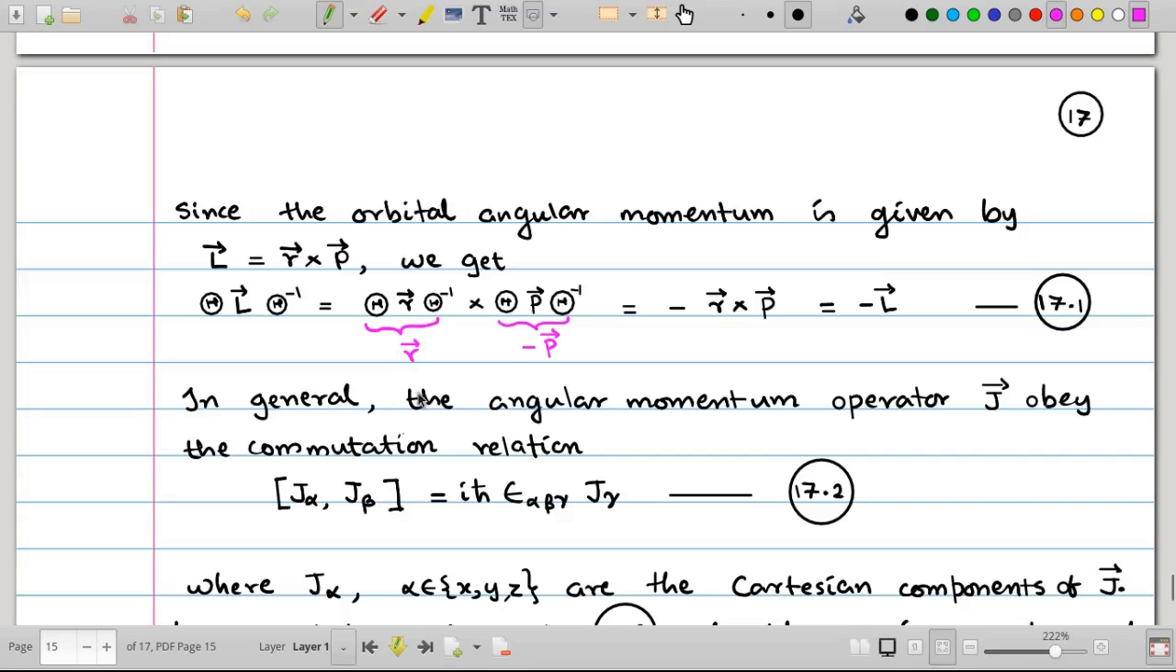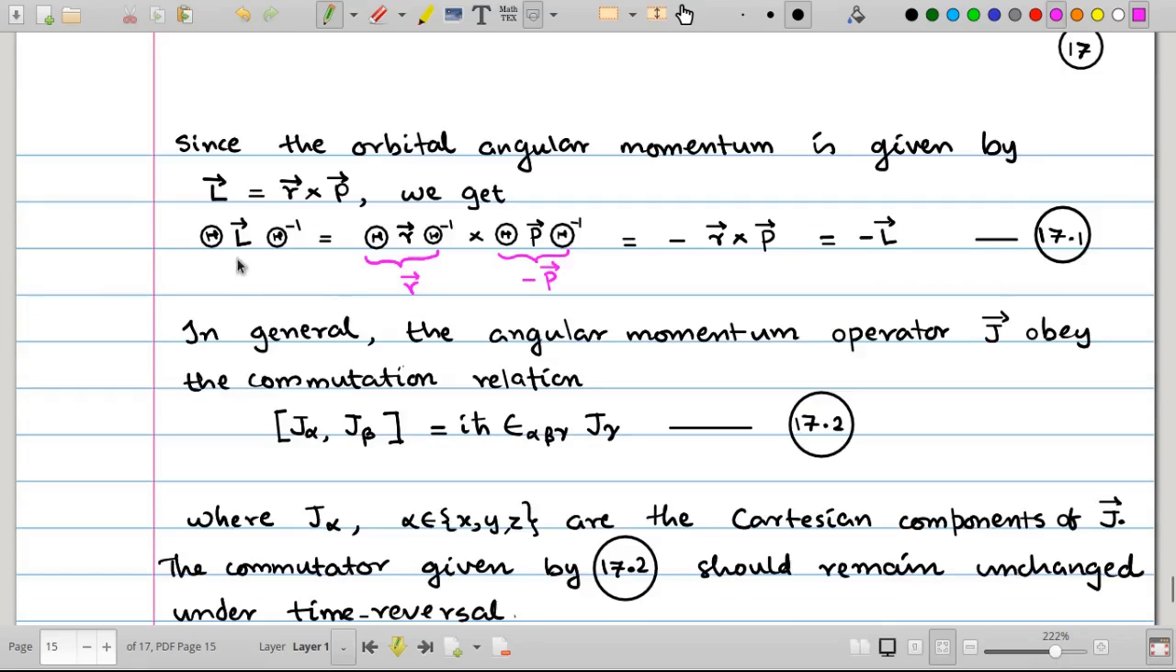Now we consider how the other operators like the momentum and angular momentum change under the time reversal operation. The momentum we have already discussed, that is, theta p theta inverse should be minus p. Now the orbital angular momentum is given by the cross product of the position operator and the momentum operator, r cross p, and therefore theta L theta inverse should be theta r theta inverse cross theta p theta inverse.